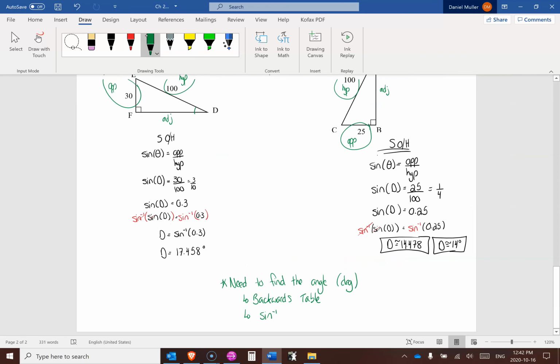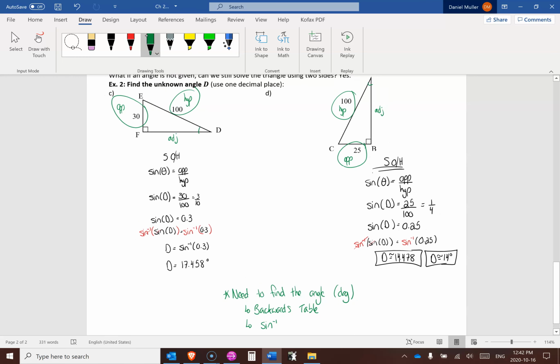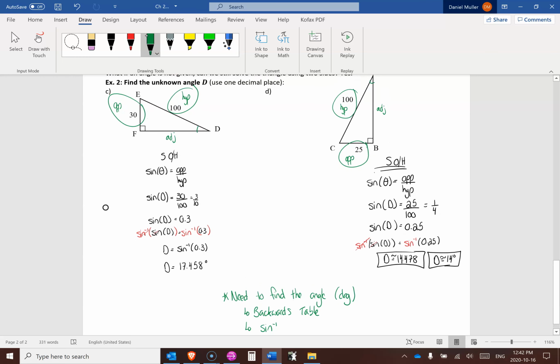I will just zoom out here for anyone who needs to take a look at this stuff. And in the next, we'll do the exact same thing in the next one. However, we're going to be using cosine and tangent as well. So we're kind of mixing everything together.